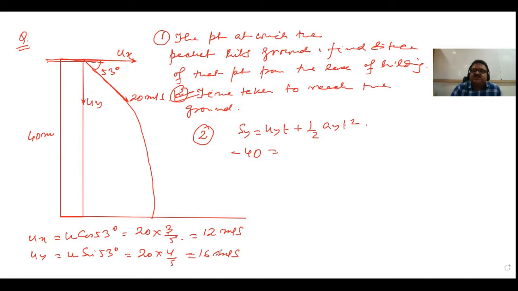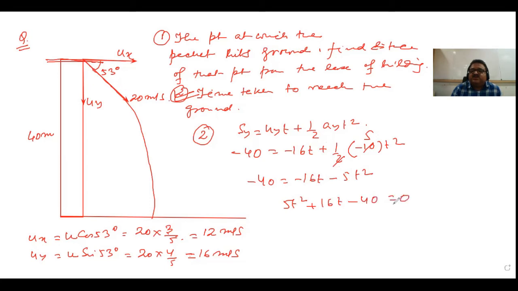So it is minus 16 t plus half ay. A is, in case of projectile, minus g, always minus 10, into t square. Correct? So if I do this calculation, this will be 5. So minus 40 equals minus 16t minus 5t square. So if I do this calculation, 5t square plus 16t minus 40 is equal to 0. So let us apply Sridhar's formula for this. T is equal to minus b plus or minus root over b square minus 4ac. B square is 16 square, minus 4ac means 4 5s are 20, 20 into 40 is 800.